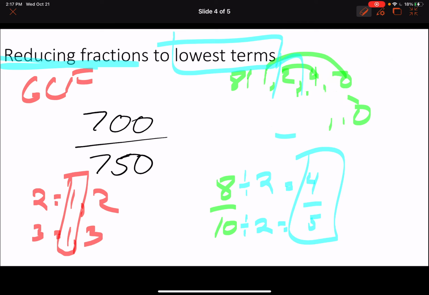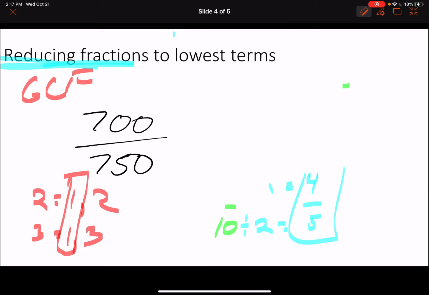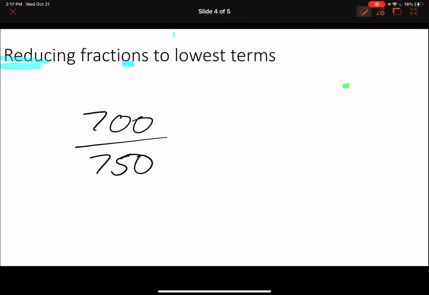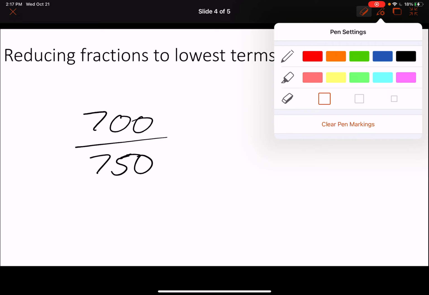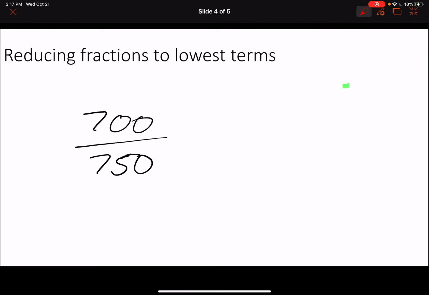All right, going to make some space. Okay, now what if we're working with really large numbers? We get to use our mental math strategies. I know that these end in 0, so I can divide both of these by 10. So I can just do that super quickly.